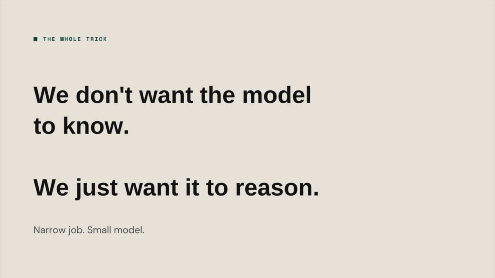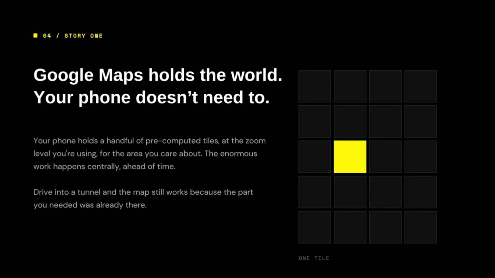Let me explain this with an example. You might have Google Maps on your phone. Google Maps, in some meaningful sense, has the entire planet on it. Every road, building, everything is being constantly updated. But when you use Google Maps, your phone is not downloading the whole planet. Obviously, there's not a version of a phone that could do that. But what your phone contains is a small number of pre-computed file tiles covering the area you actually care about. Now, Google does an enormous amount of work centrally ahead of time. So when your device receives a curated, compressed slice, it's ready to use. And that means that when you drive into a tunnel and lose signal, the map keeps working because what you needed was already there.